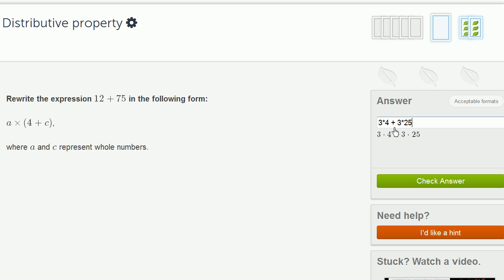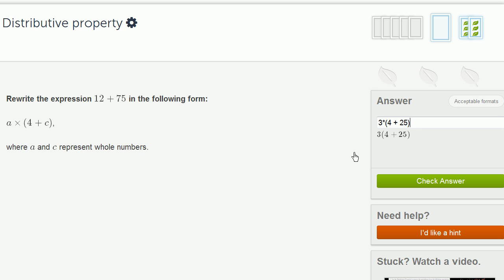Now, what we could do is we can essentially factor out the 3. Or you could say we're undistributing the 3. So that's the same thing. 3 times 4 plus 3 times 25, that's the same thing as 3 times 4 plus 25.